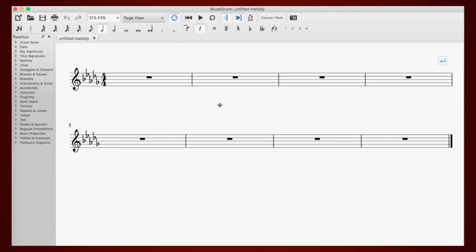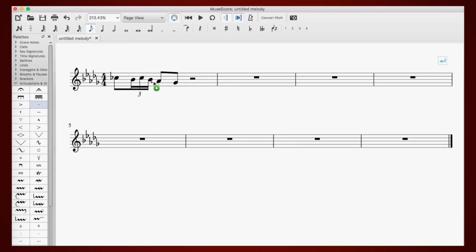Sure, let's go ahead and write that down. So we're starting on that C flat there. And then we have, oopsie. Suddenly forgot how to write triplets in MuseScore. I could just play this in on the keyboard, but I am not much of a keyboardist, so it's easier for me to just do this.